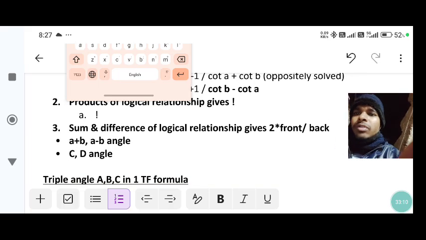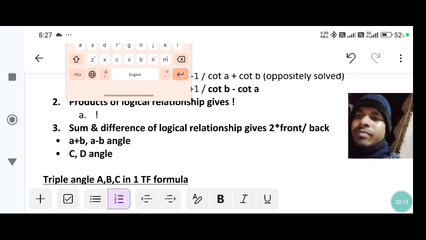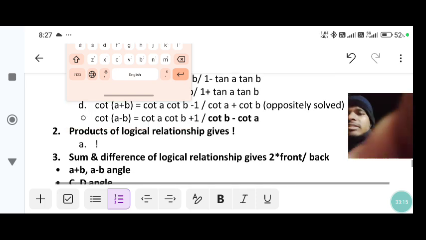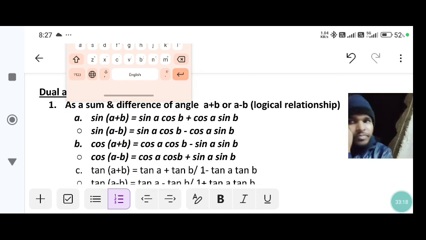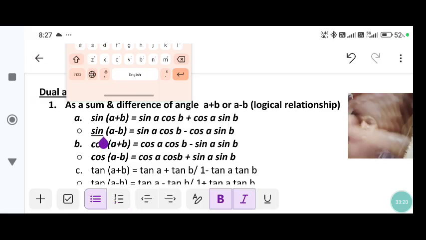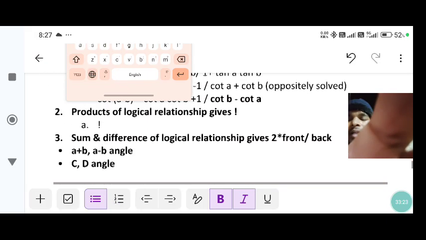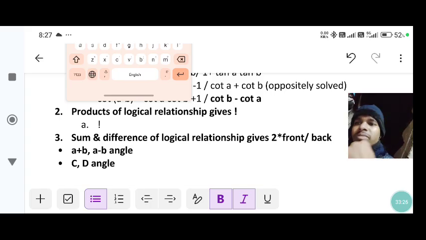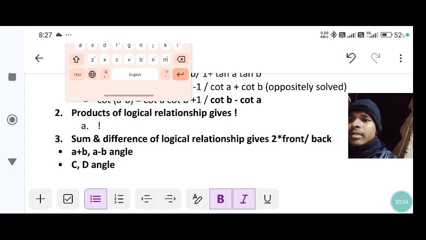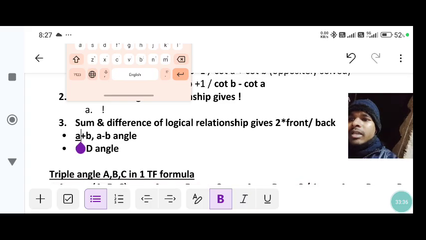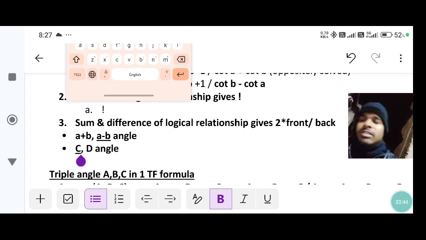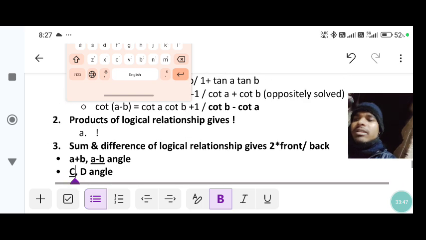For sum and difference of logical relationships, it is important that if we are adding the logical relationships, like this and this, then it will give the front portion, and it will be twice the front portion. If you are subtracting, then it will be twice the back portion. And it is discussed with the angles a plus b and a minus b, and another time a plus b will be changed to c and a minus b will be changed to d, and then it will be solved.